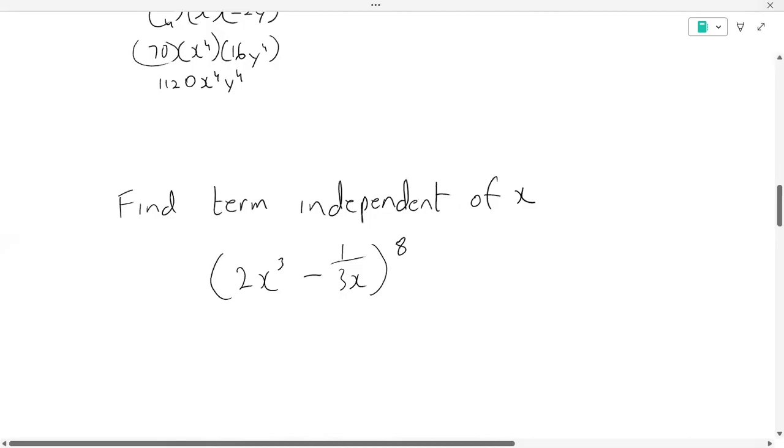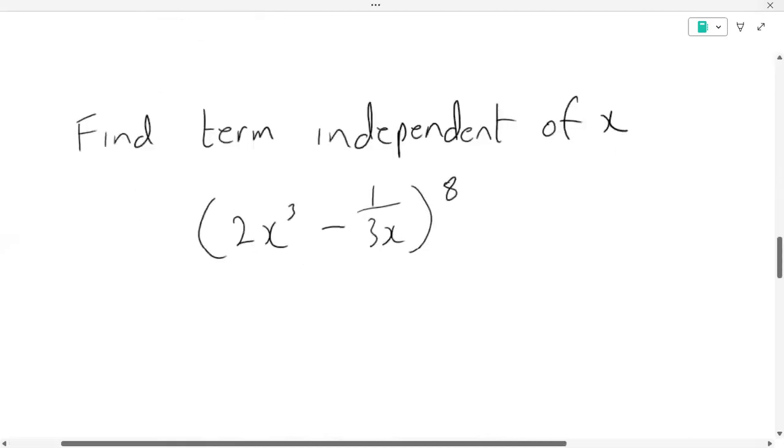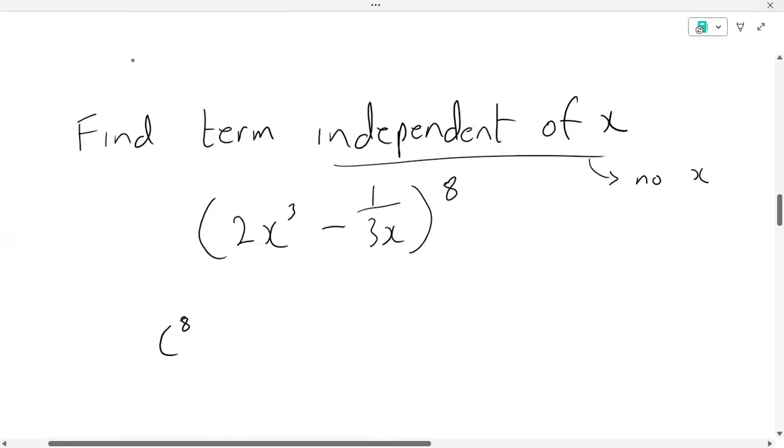These ones are probably the most difficult ones with the binomial theorem. Find the term independent of x. So that means no x. Okay, so let's think about it. It's going to be 8 choose something. Here we're going to have the first part. Here we're going to have the second part. So I'm just laying it out the way I see it in this question so far.